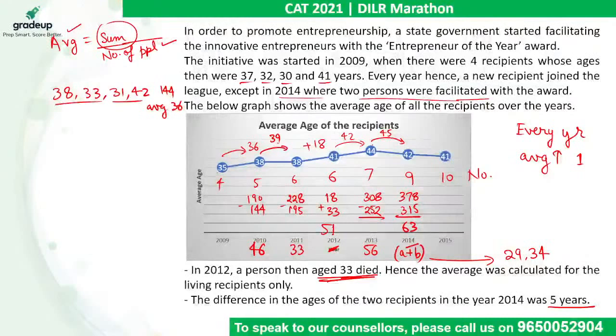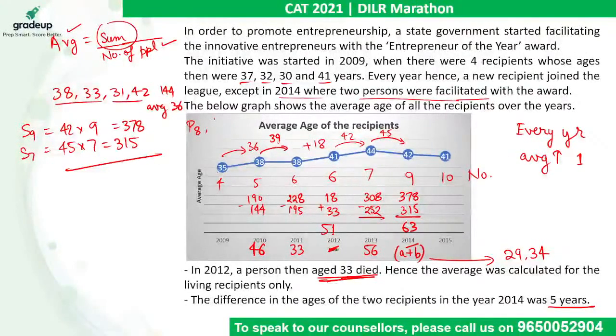So see this. The average was 44, so their average will become 45, right? So the sum of these 7 people will be 315, right? So these 7 people, their total age is 315. Now the total age of 9 people will be 42 into 9, that is 378. Let us say these are P8 and P9. Okay? So we get that P8 plus P9 is equal to 63, and we are given that P8 minus P9 is equal to 5, right? So we will get P8 as 34 and the second person as 29.